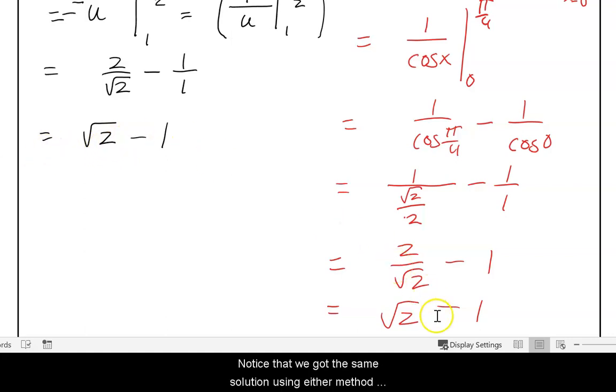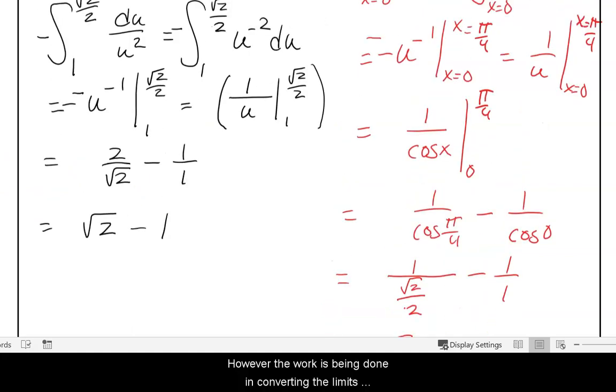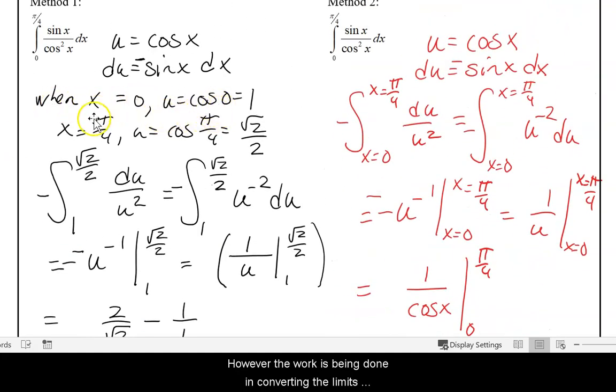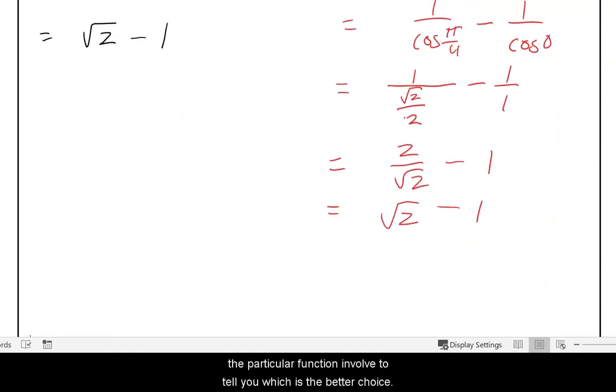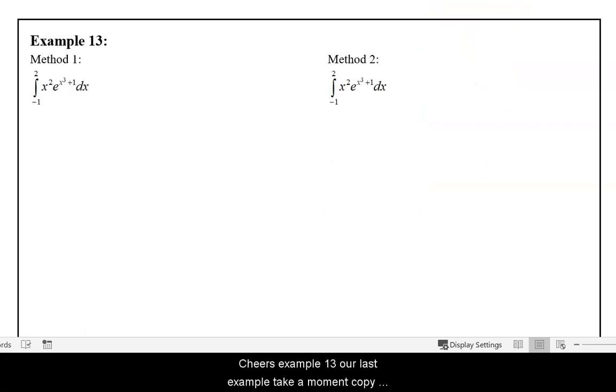Notice that we got the same solution using either method, but again, it does appear that method 1 is somewhat shorter. However, the work is being done in converting the limits of integration. Again, it is just a matter of preference and sometimes the particular function involved to tell you which is the better choice. We have one last example to look at, and we'll do it the way we did the last one. I'll let you look at it, pause the video, work it on your own, and then I'll show you my solutions. Here's example 13, our last example.